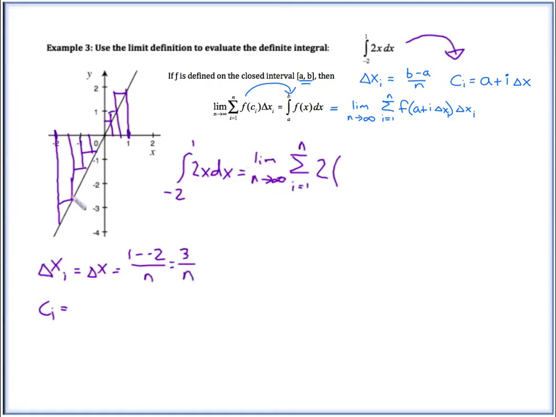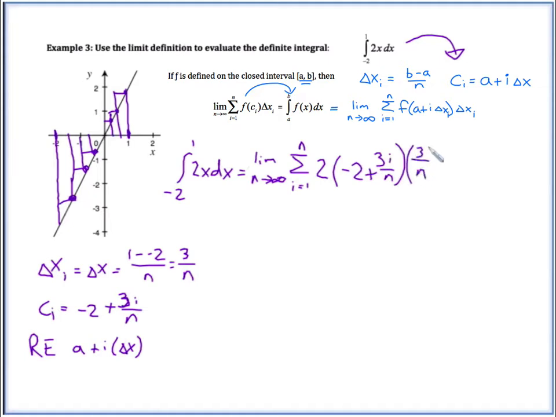And if we look at this, we're going to use right endpoints. So it's always easiest just to use our right endpoints. And so in that case, remember we wanted a plus i delta x. So a is negative 2 plus i delta x. So that's going to be 3i over n. So we're going to substitute that in for our c sub i. So that's negative 2 plus 3i over n times delta x, which is 3 over n.